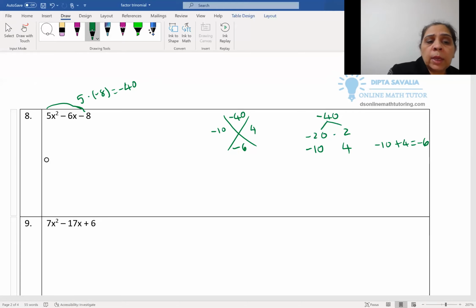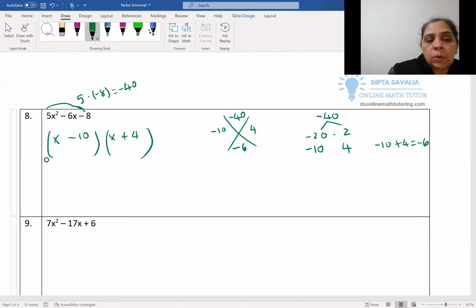Now here we cannot write directly. Then what we need to write is, you can say here x minus 10 and x plus 4.